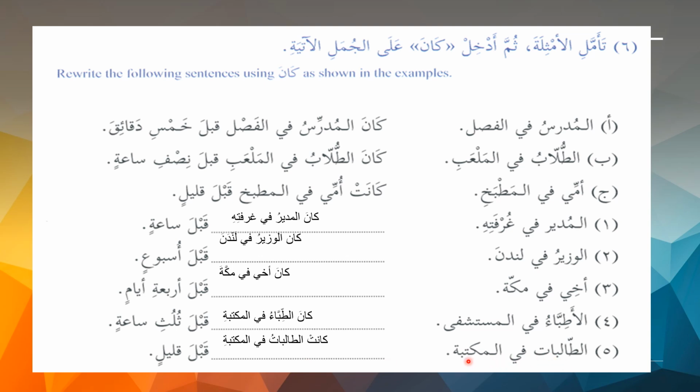الطالبات في المكتبة. كانت الطالبات في المكتبة قبل قليل. So في المكتبة قبل قليل is the خبر كان منصوب, and الطالبات is اسم كان مرفوع.